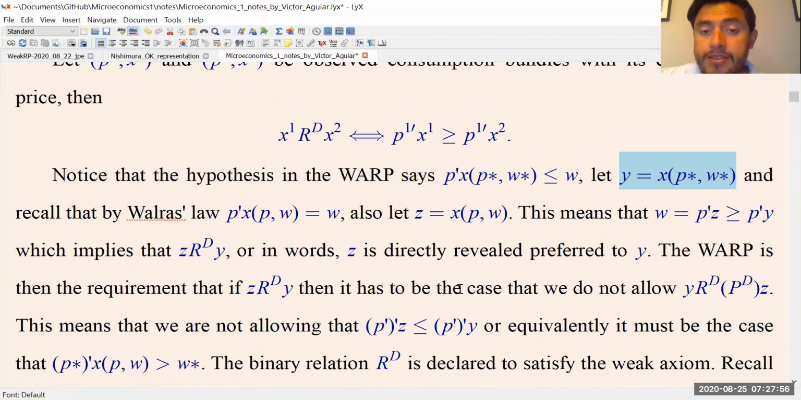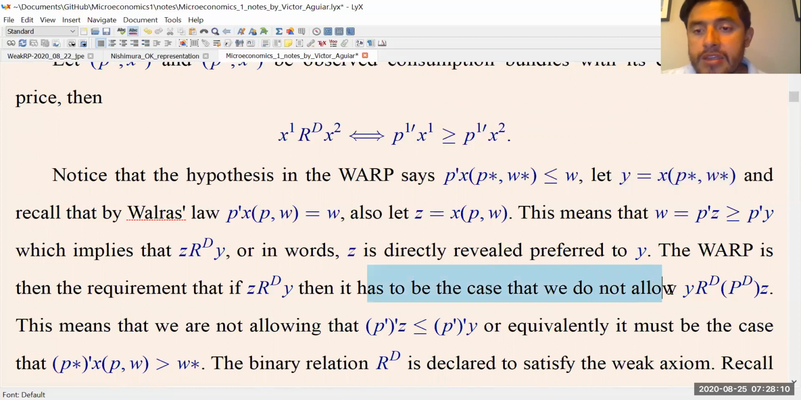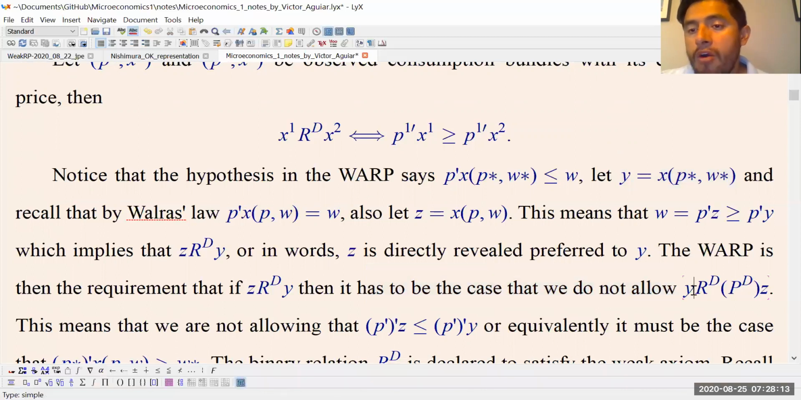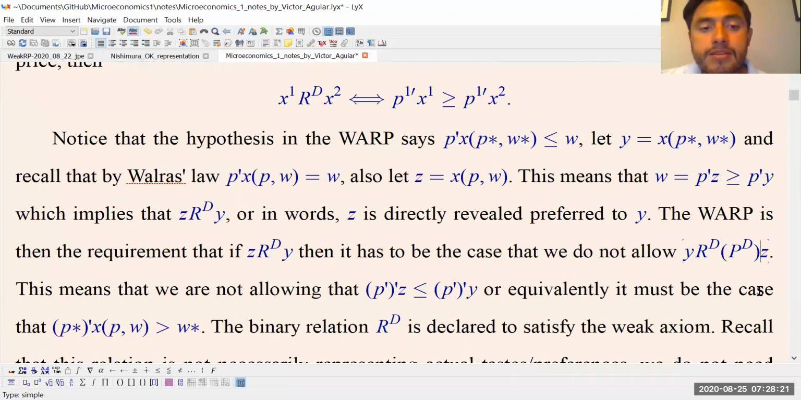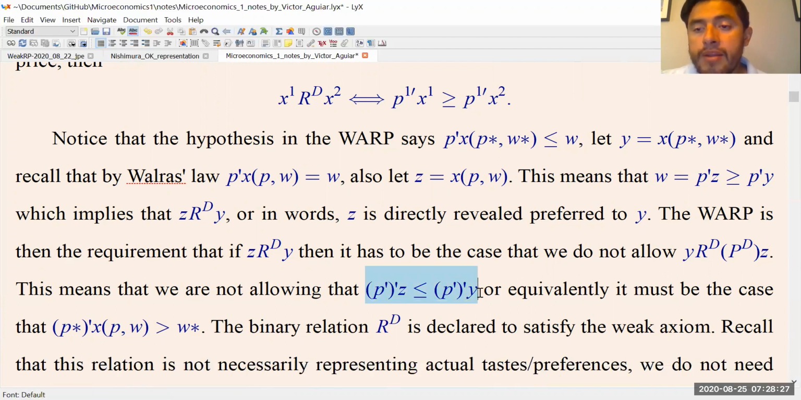Now, if that's the case, then WARP requires you, the consumer, to not flip choices. So that means you cannot strictly change your preferences. So we do not allow that Y is now strictly revealed preferred to Z, okay? In particular, it means that we're not allowing this inequality to happen, which equivalently means that in terms of our original language, P star multiplied by X(P, W) is strictly not affordable at the income star level.